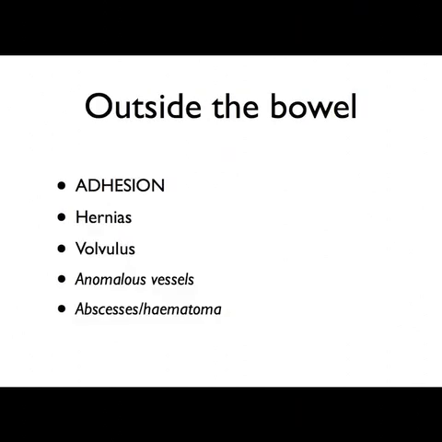And then lastly, and perhaps most importantly in terms of the contribution that they make to the total number of causes of bowel obstruction, are the things outside the wall. Most importantly, adhesions, but also hernias, volvuli. And those are three very important things to remember. Lastly, anomalous vessels can cause problems, as can abscesses and hematomas.